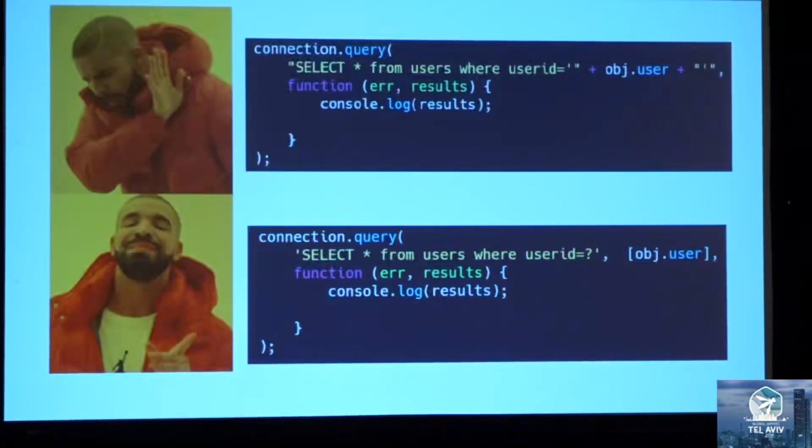So even SQL injection exists in Node applications today. We cannot escape that relational databases are here to stay. They're going to be around for a long time. So as you can see, Drake is not very happy when we dynamically include the object user through string concatenation and as part of a query string. But Drake is very happy when we're using parameterized queries to ensure user input is safe.